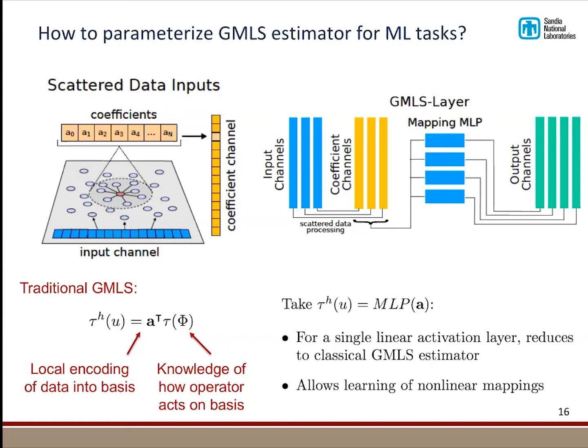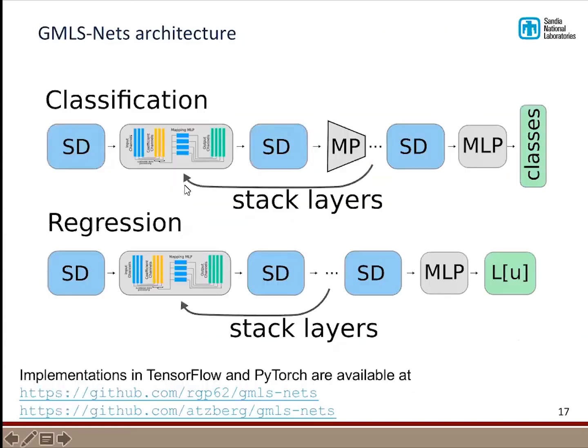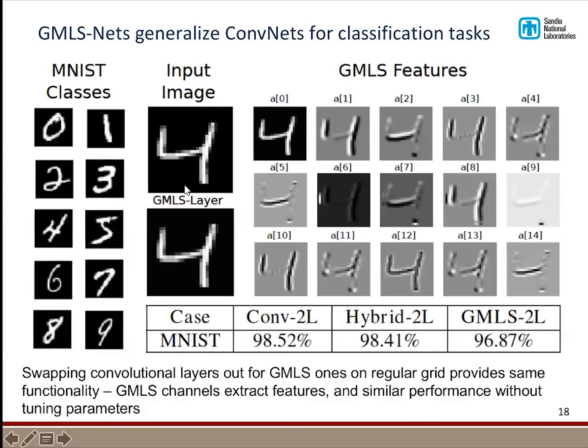Exactly. Yep. So can you go to the MNIST example, sort of related to that? It's not super relevant, but the A0 to A14, what are those that you're plotting here? So this is the output of the GMLS layer coming from 15 different channels.